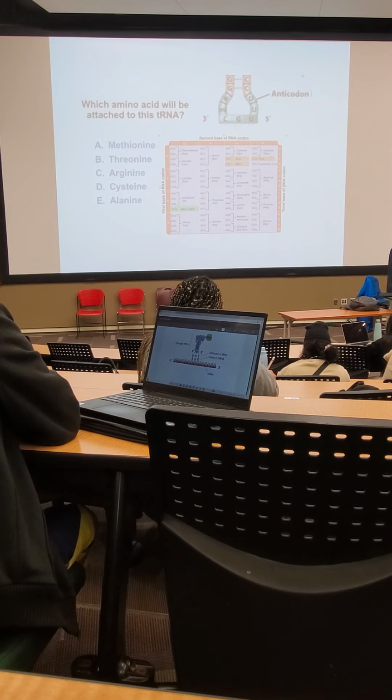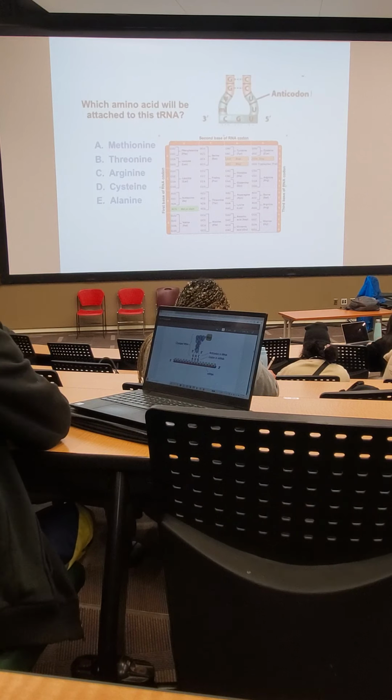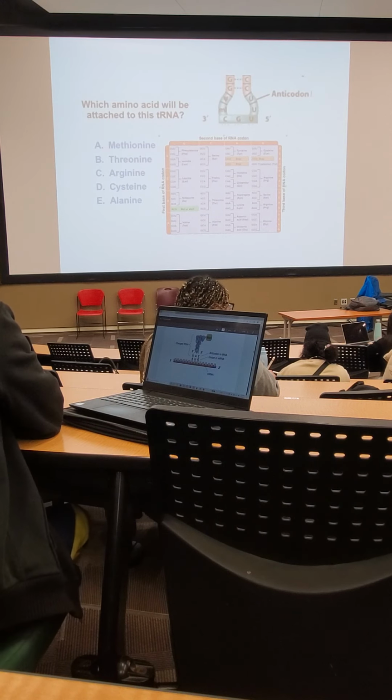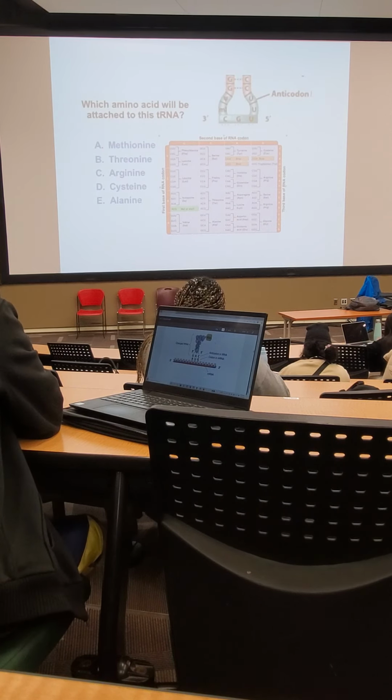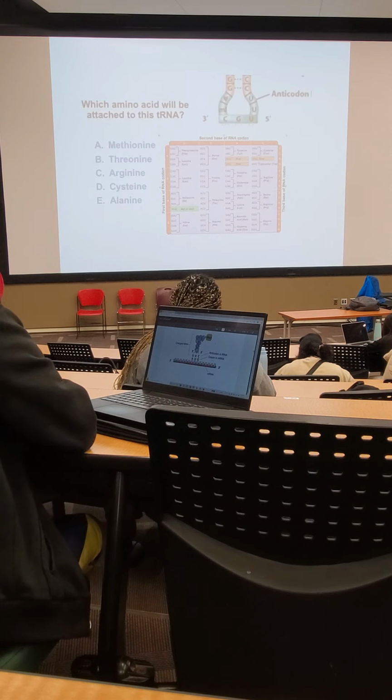So here's an anticodon. Don't pay attention to the little ends of the modified bases. So here's an anticodon, CGU. Which amino acid is attached to this tRNA? So think about all the anti-parallel complementary sequences, and remember that this is an mRNA codon table.